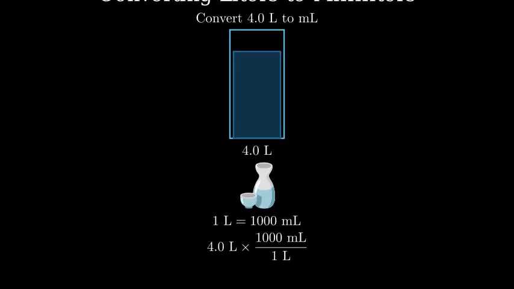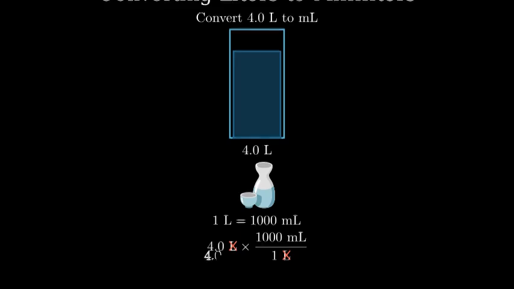We'll start with 4.0 liters and multiply it by our conversion factor, 1,000 milliliters over 1 liter. Notice how the units of liters will cancel out. The liters in the numerator and denominator cancel each other, leaving us with just milliliters.